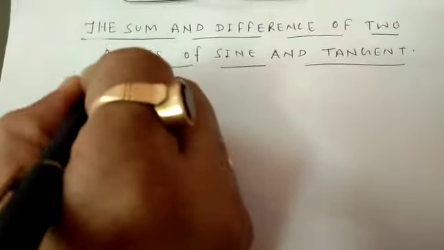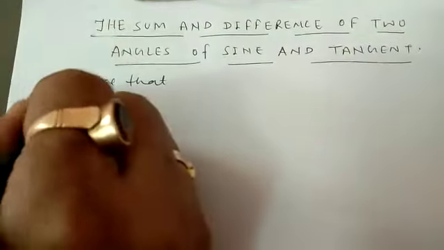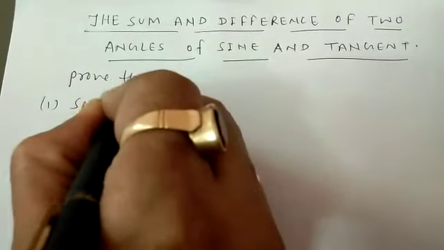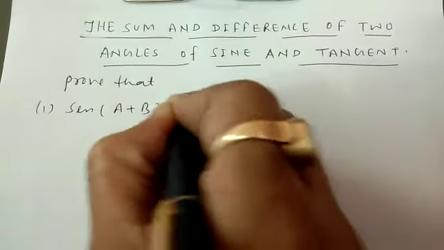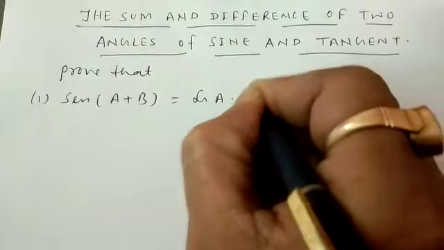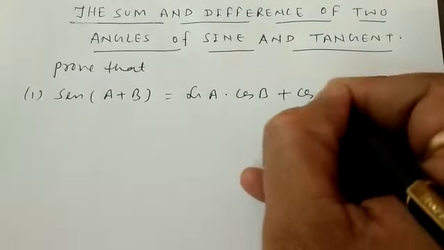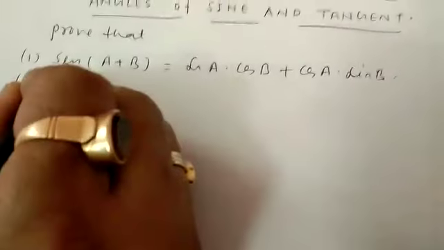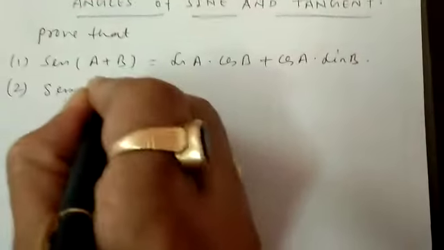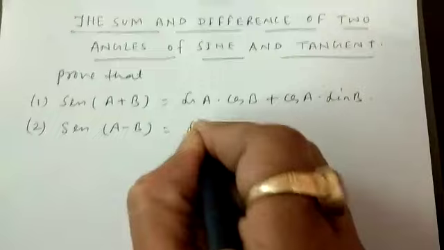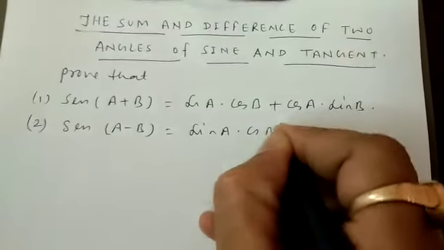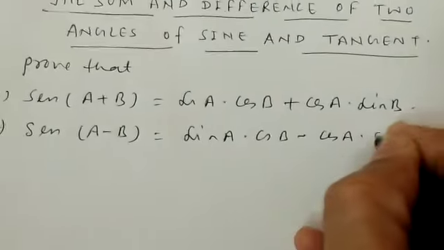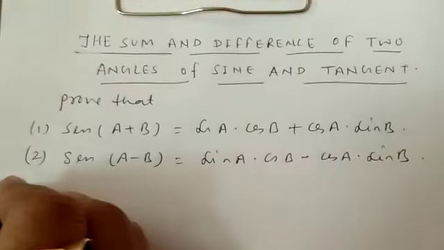We have to prove that number 1, sine of a plus b is equal to sine of a into cos of b plus cos of a into sine of b. Number 2, sine of a minus b is equal to sine of a into cos of b minus cos of a into sine of b.